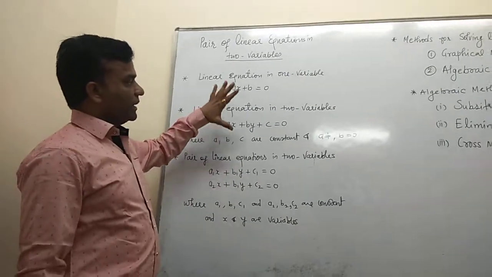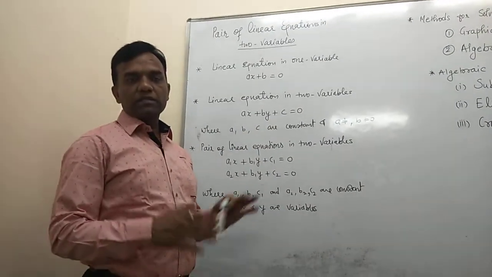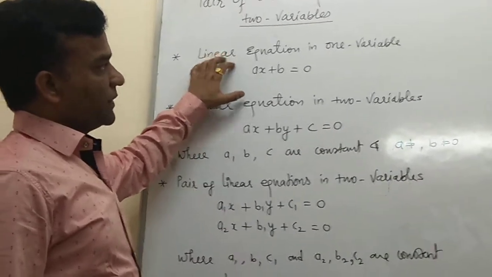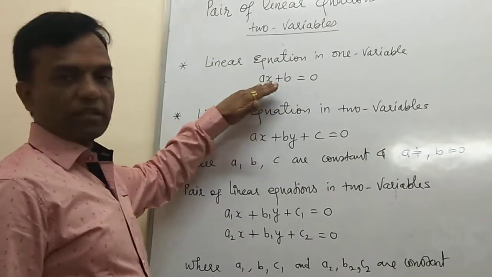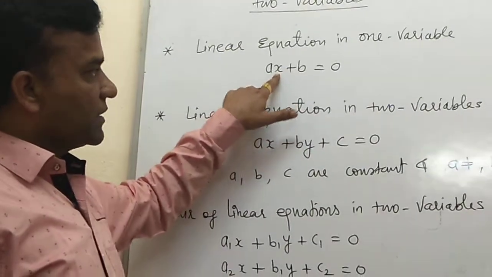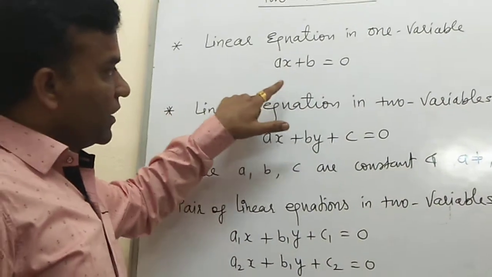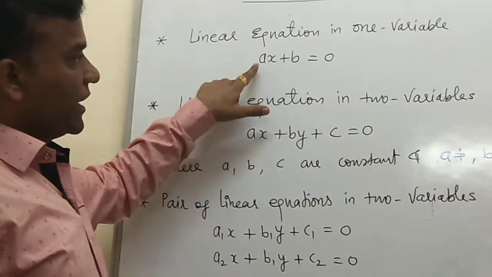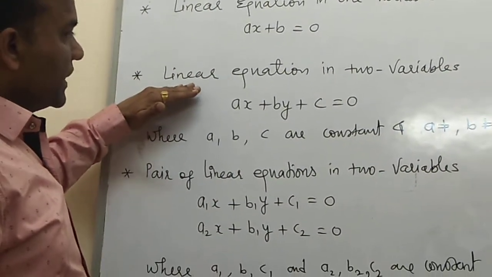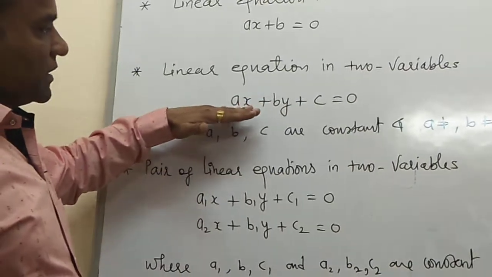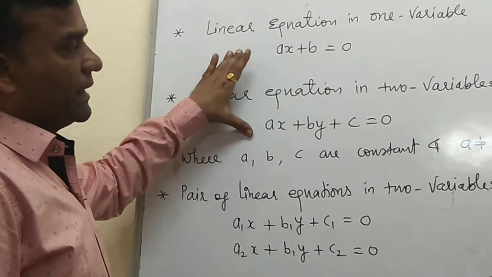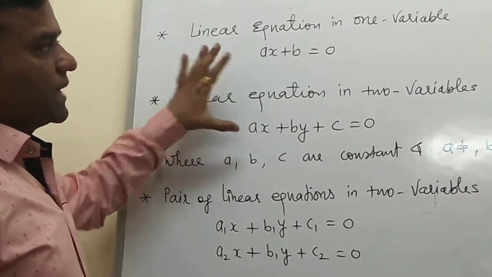First we generalize the standard forms of the equations. Linear equation in one variable has the general form ax plus b equal to 0. Here we use the variable x and its highest power is 1. And linear equation in two variables is ax plus by plus c equal to 0. These two topics we studied in 9th class, therefore this is the prerequisite knowledge.